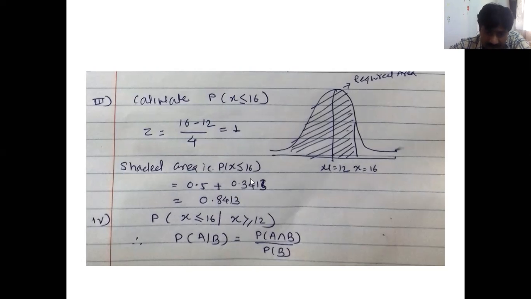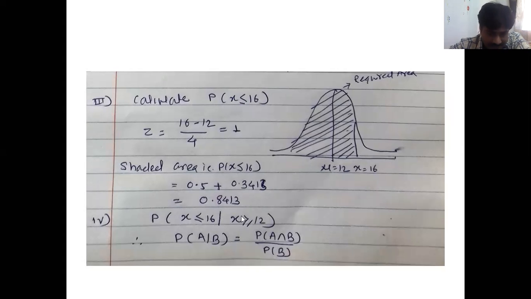Now the computation of this shaded area will be 0.5 plus 0.3413, that is z is equal to 1. From the z table it represents the value as 0.3413. So this 0.5 from the center to the left, plus this particular part from the center up to x equal to 16, which is 0.3413. So the total result is 0.8413. This is the required area. So the normal distribution gives the answer 0.8413 as the probability for x less than or equal to 16.